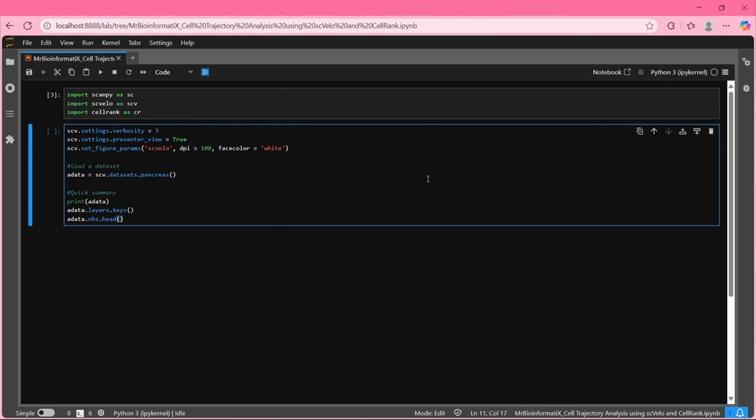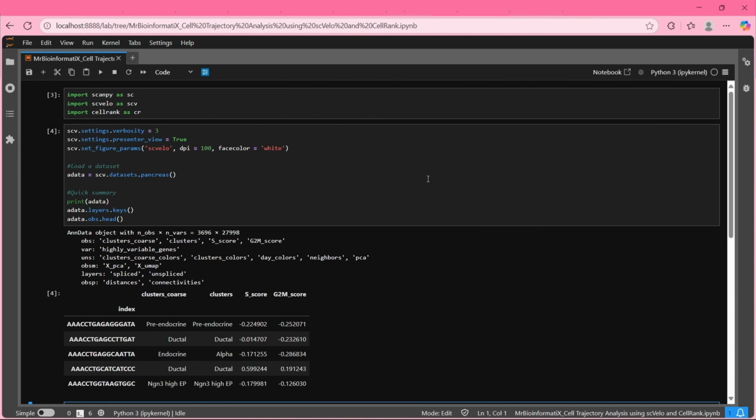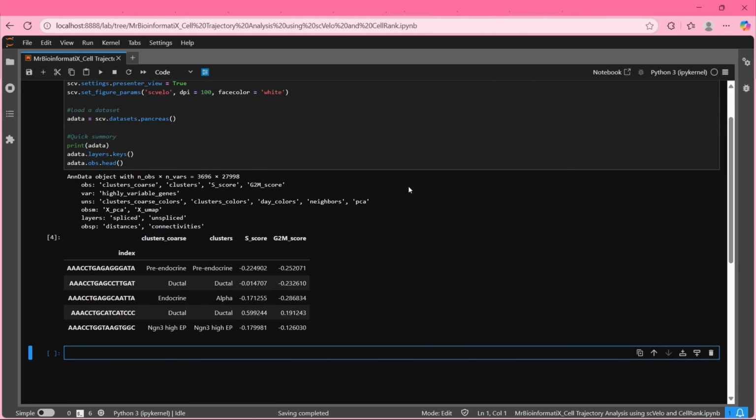Let's run our code. And here we have it. As you can see, we have 3,696 times 27,998. This means that we have 3,696 cells and 27,998 genes, with proper spliced and unspliced layers, which is needed for RNA velocity.